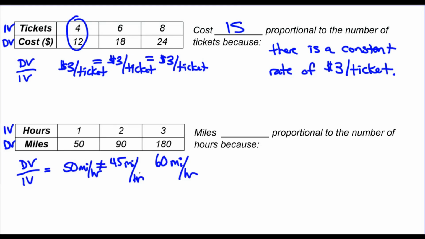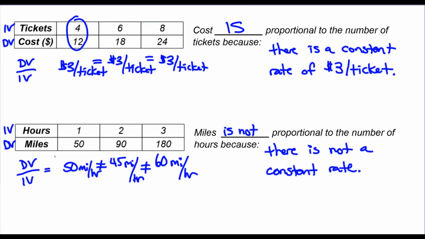These are not all equal. None of these are equal. So miles is not proportional to the number of hours because there is not a constant rate. The speed throughout this table changes. The miles per hour is not a constant rate. So that is not a proportional relationship.